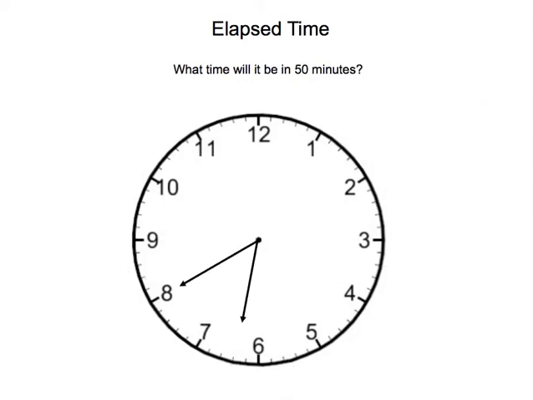This last problem I want you to solve on your own. You can see that it's currently 6:40. I want you to tell me what time it'll be in 50 minutes. Remember, start with the minute hand, spin it around, and be really careful of that 12. If you pass that 12, it's going to affect your hour hand. Go ahead and push pause, and when you're ready to check your answer, you can start again.